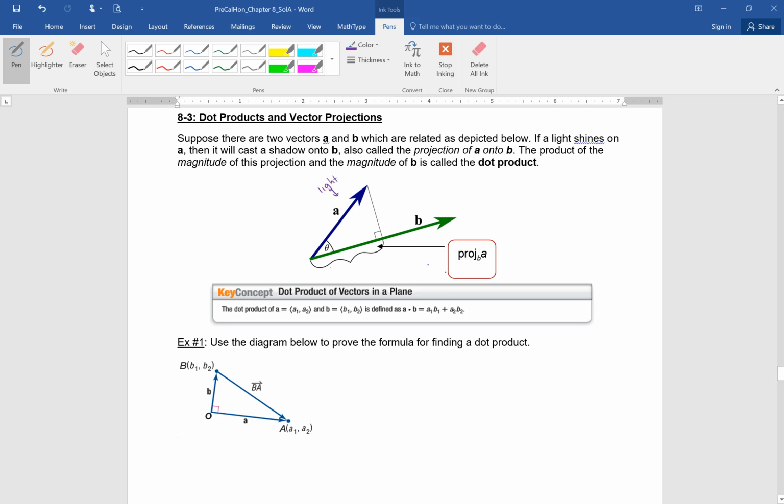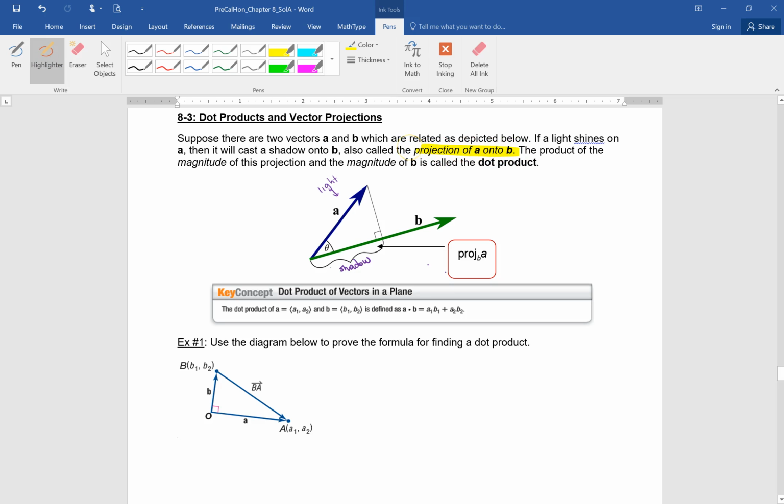When you shine a light on this, you will see a shadow of A onto B, right? You will see a shadow of A on B. Is that true? Yes. Okay. Now, that shadow, okay, so this is the shadow. We don't call it a shadow in math. We call it the projection of A onto B. So it's just like saying it's the shadow of A on B, but it's the projection of A onto B.